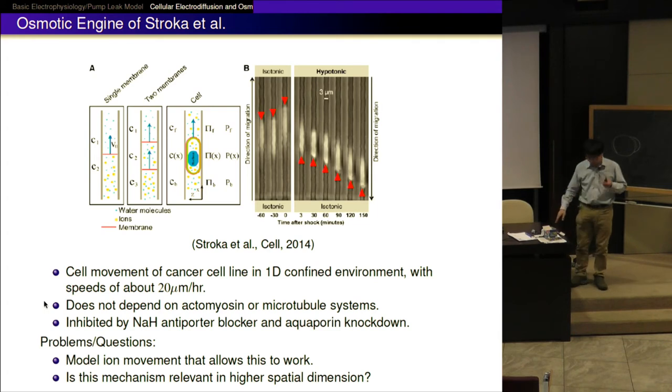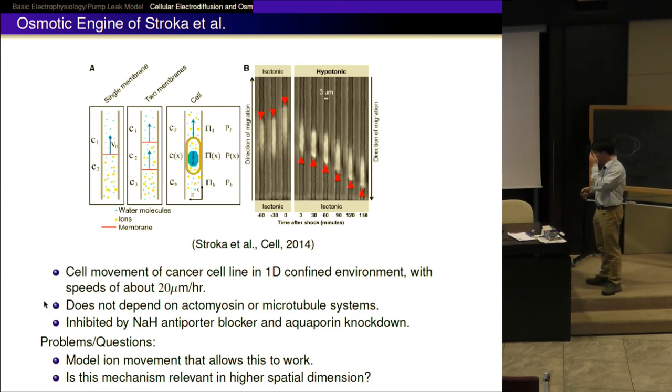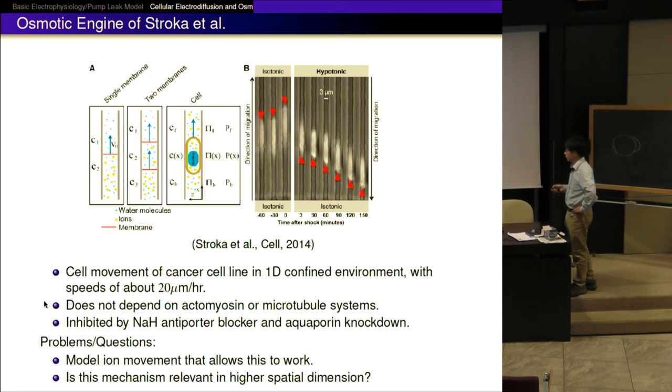This was also motivated by a very interesting paper from a group at Johns Hopkins, with whom I'm collaborating now. What they did was they have a cancer cell line, and they confine it to a 1D environment, and these cancer cells move at speeds of like 20 microns per hour. This is quite slow, but anyway. Then they basically abolish the actomyosin system and microtubule systems, and they still move. This movement is also inhibited by sodium-proton antiporters, and also aquaporin knockdown.